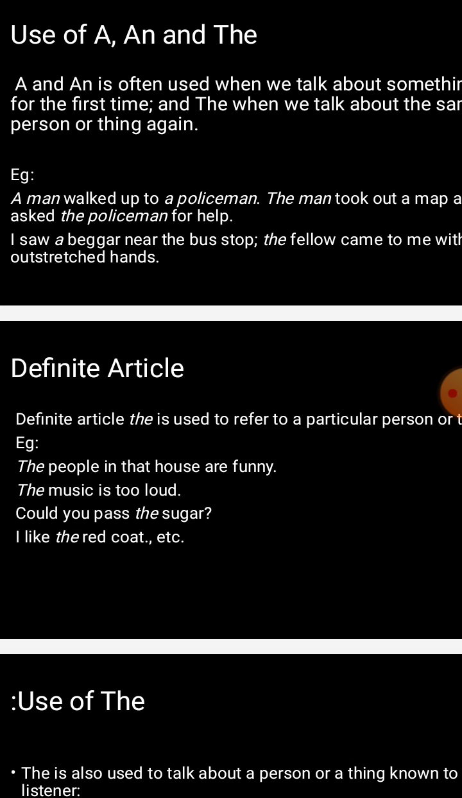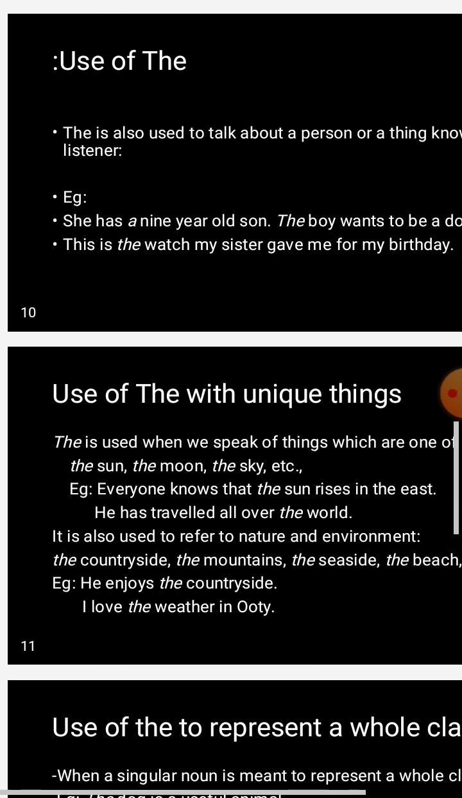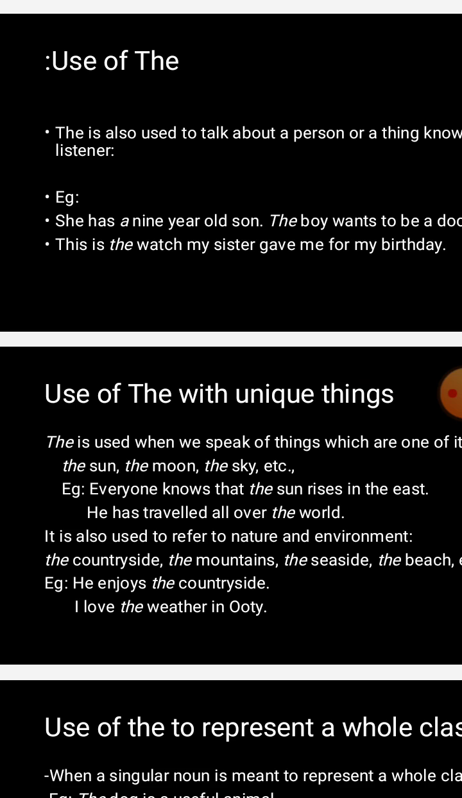Next, I like the red coat. Why the? Again, particular color. I like the red coat. You are referring to a particular one. There may be many coats there of different colors, but you like the red one, a particular one. Is it clear? Now, the use of the.